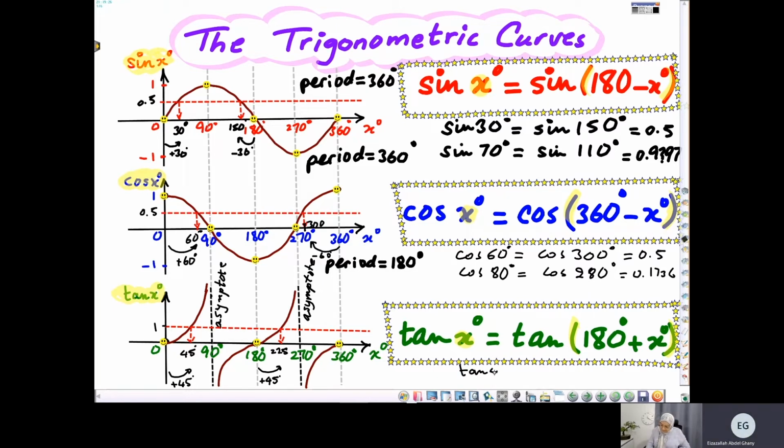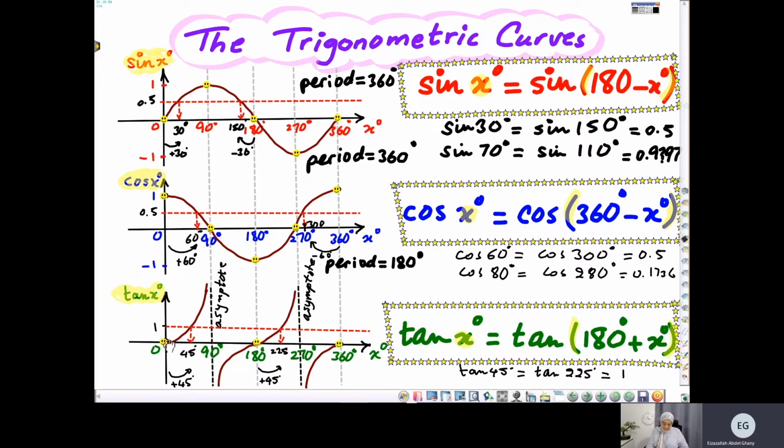Tan 45, which is the acute angle, we have another angle, which is reflex, having the same tan. Tan 45 equals tan 225. Try it on the calculator. Both of them will give you a 1, and so on. Now we understood the attitude of all curves, but I need to explain something for the tan curve.